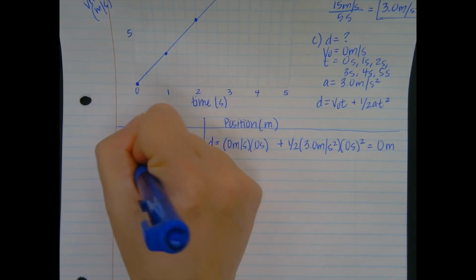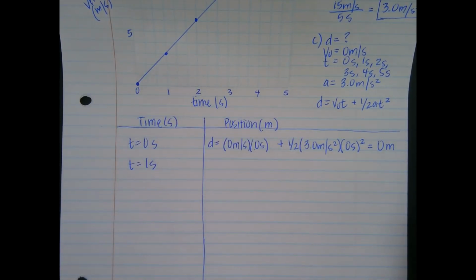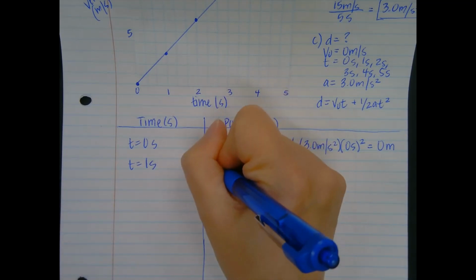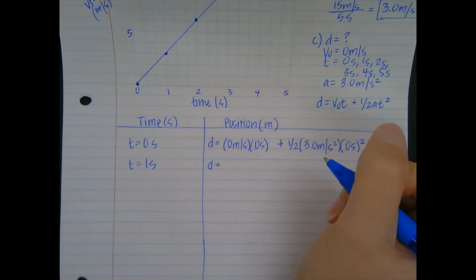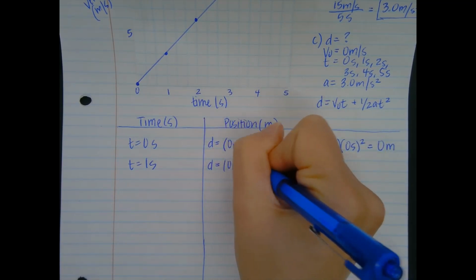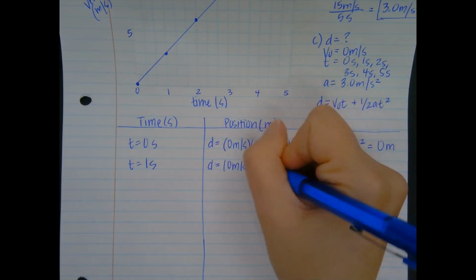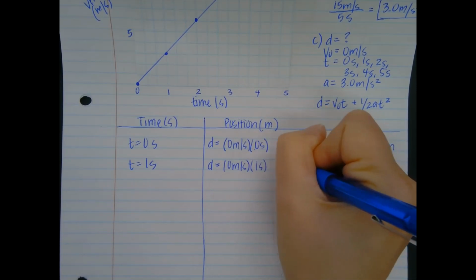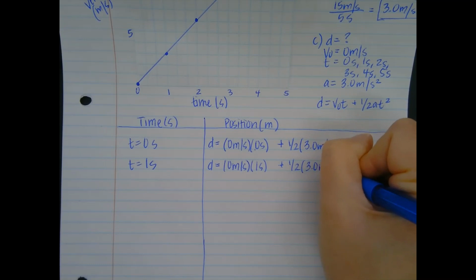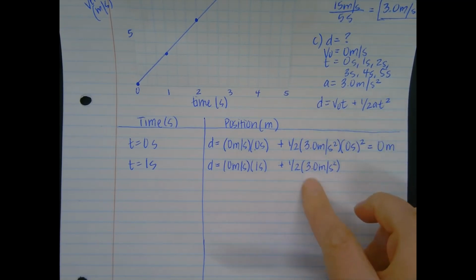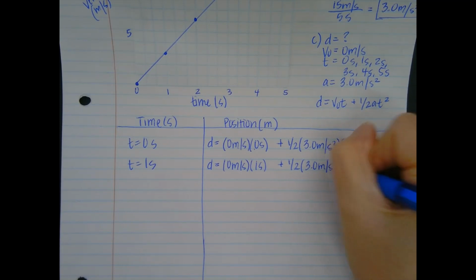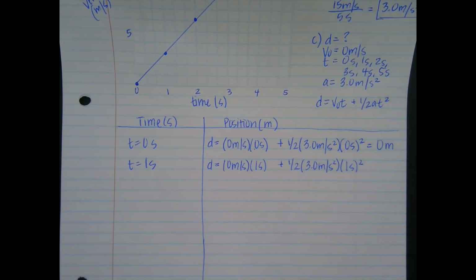Okay, so now let's do time is 1 second. So instead of 0 seconds, I'm now 1 second. So we're going to plug it into the same equation again. Distance equals my V0, which is 0 meters per second, because I'm starting from rest, times 1 second plus 1/2 times 3 meters per second squared, which is my acceleration. I'm just following this equation right here, times my time, which is 1 second squared.